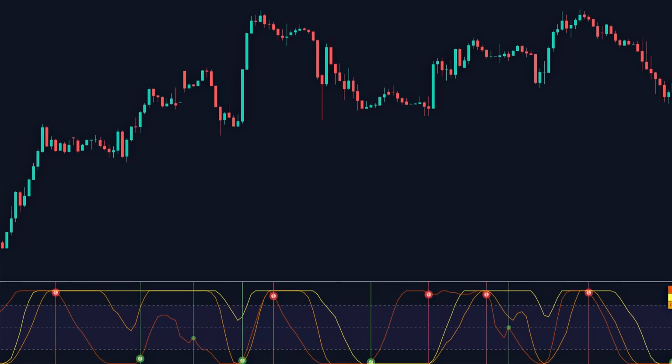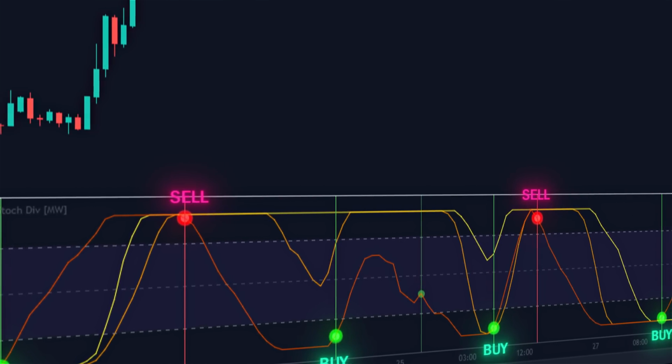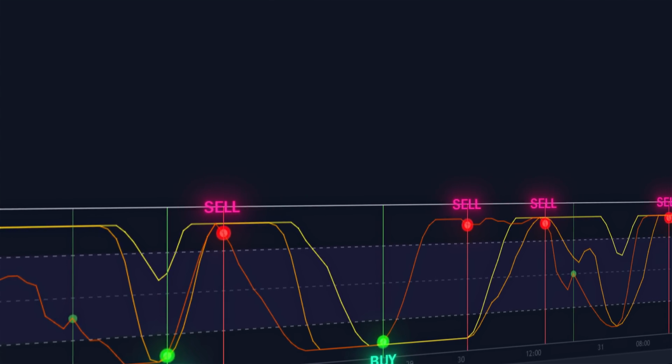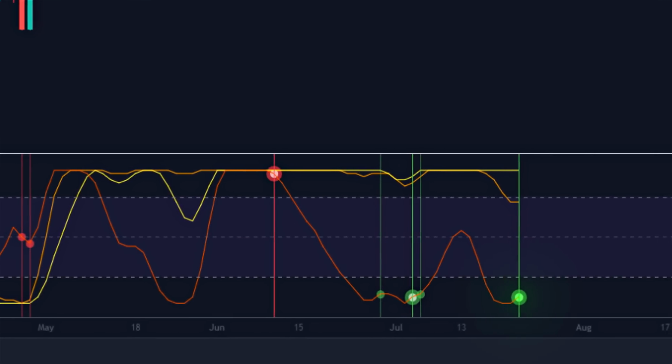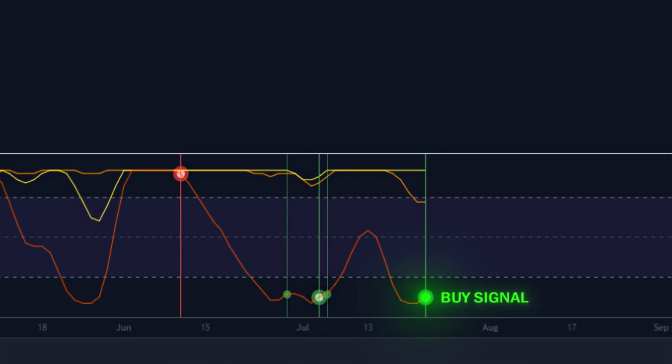Interpreting the signals is straightforward. The indicator displays red circles for sell signals and green circles for buy signals, but these alone aren't sufficient. We need to consider the other 2 lines. When the indicator shows a green circle, it's an alert that buying pressure is starting to pick up after a period of overselling in the market.